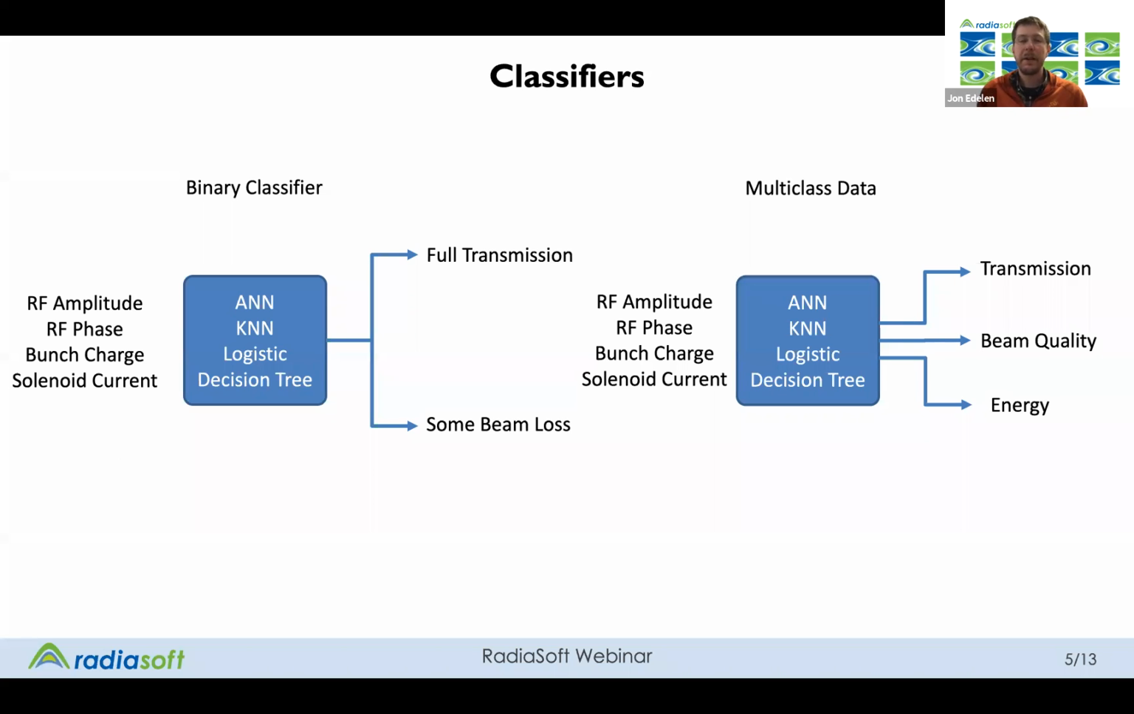And you can use a lot of different tools for classification. You can use neural networks, so that's a common thing to do if you have a complicated data set. You can also use k-nearest neighbors, that's KNN. Logistic classifiers are very common, decision trees are common, and in the demo, I'll walk through a couple of those examples.